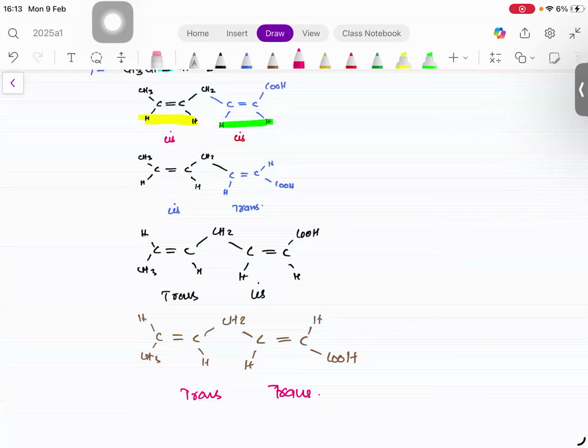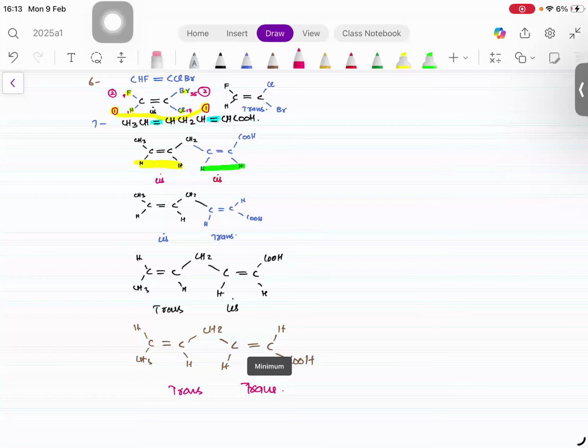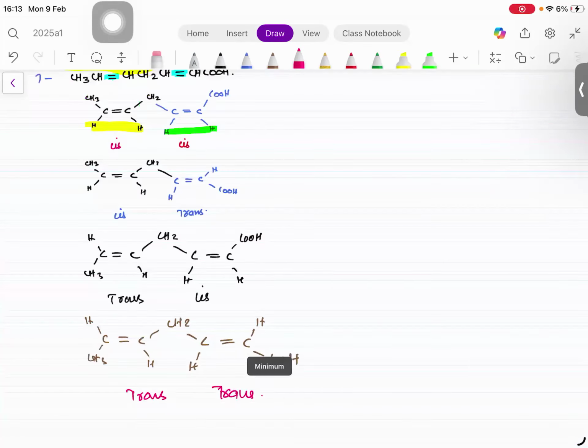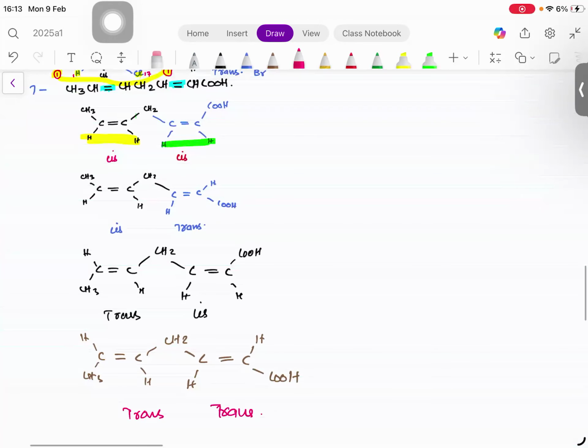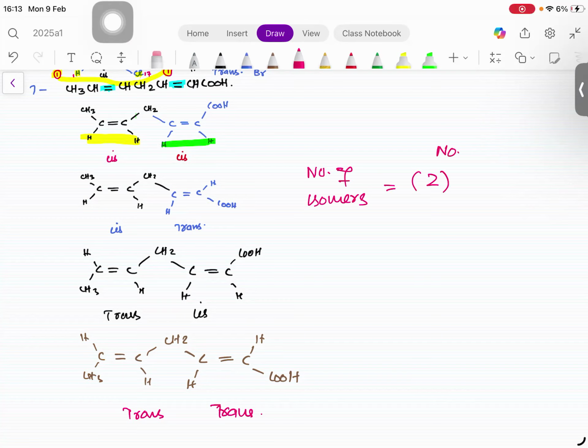Okay, so how many cis trans isomers for this compound? Four isomers, right? If they ask you to draw, this is how you draw and figure out. But there is a short way: if they ask you to only tell the number, then you can use a formula. The number of isomers is equal to 2 raised to the power number of double bonds. 2 to the power 2 here, so it is 4. 2 to the power of 1 double bond is 1.